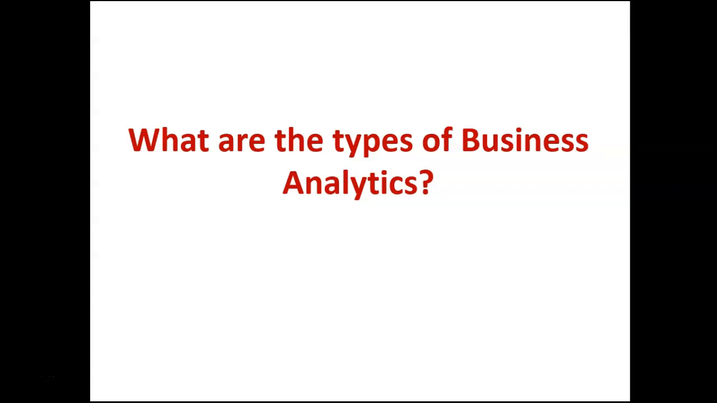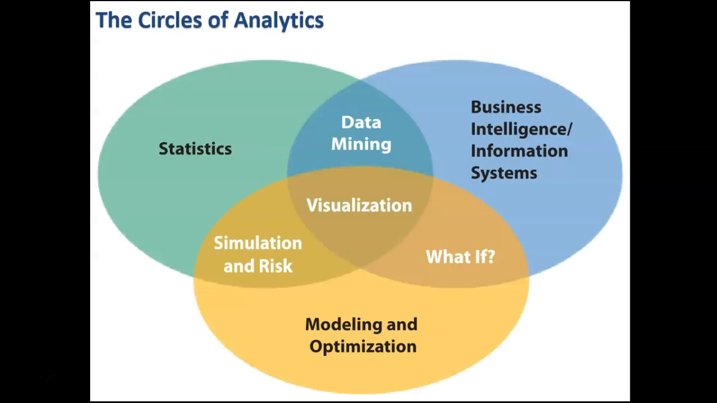What are the types of business analytics? These three circles and their interactions and cross-sections provide a glimpse of the circles of data analytics. There is the statistics circle, the business intelligence and information systems circle, and the modeling and optimization circle. Business intelligence, information systems circle, and statistics circle overlap in data mining or text mining.